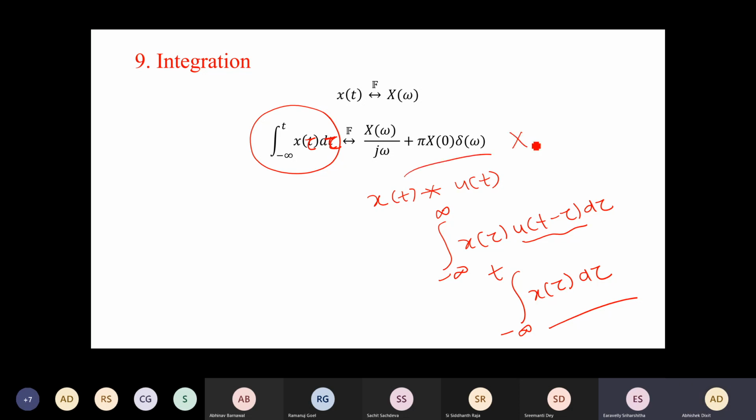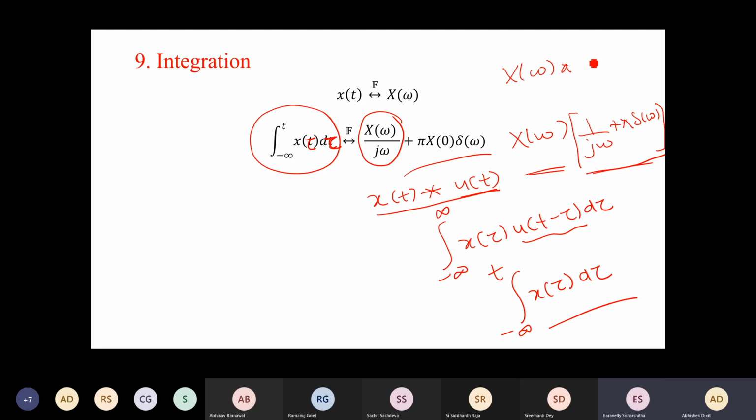x(t) has a transform X(ω) and u(t) has a transform, everyone, 1/(jω) plus πδ(ω). And convolution leads to multiplication. So the transform of this signal should be this multiplied by this, which is this part. And when X(ω) multiplies πδ(ω), we only get πX(0)δ(ω). This part. Okay. Any question?